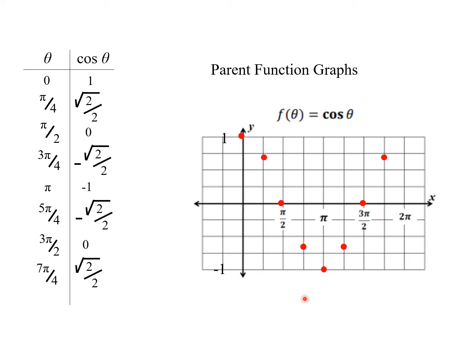And then finally, if theta is 2 pi, the cosine is 1, which is right there. Then we can draw a smooth curve once again, and we'll get something like this. And this is the parent function for the cosine.